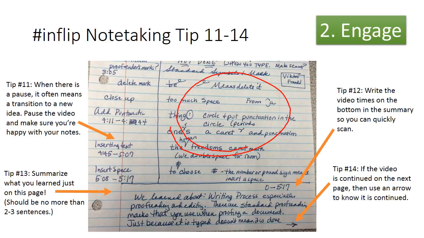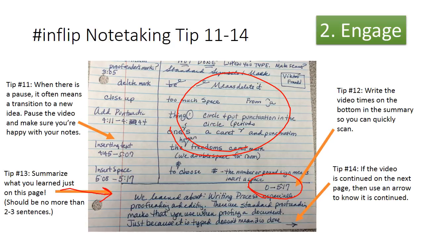Then number 12 is write the video times on the bottom of the summary. So I can tell that this is a longer video, but this front page is 0 to 5 minutes and 15 seconds. Now, at the bottom, according to the Cornell system that we're using, we want to write a summary of what we learned on that page. And this is actually part of the review process. By looking back at this and writing a summary, we're actually reviewing and we're having to decide what is important.